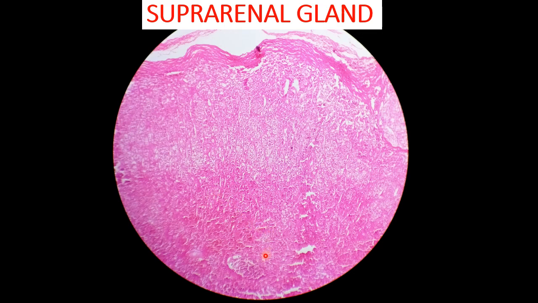And then the inner medulla. The medulla consists of polyhedral chromaffin cells. So that is about the suprarenal gland.